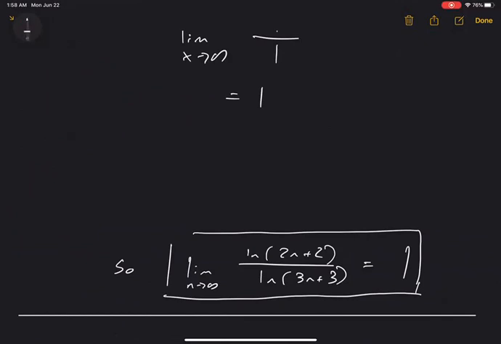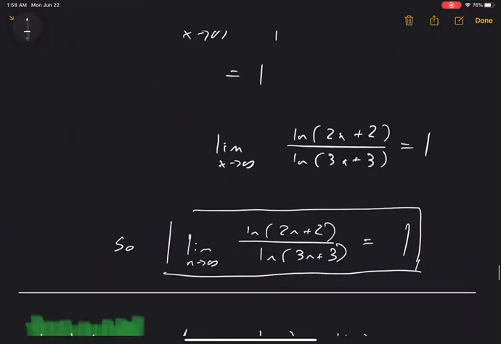So what have I found out? I have found out that the limit as x approaches infinity of ln of 2x plus 2 over ln of 3x plus 3, I know this limit equals 1. By my theorem 3, I get this conclusion, that the limit of ln of 2n plus 2 over ln of 3n plus 3 as n goes to infinity is also equal to 1.